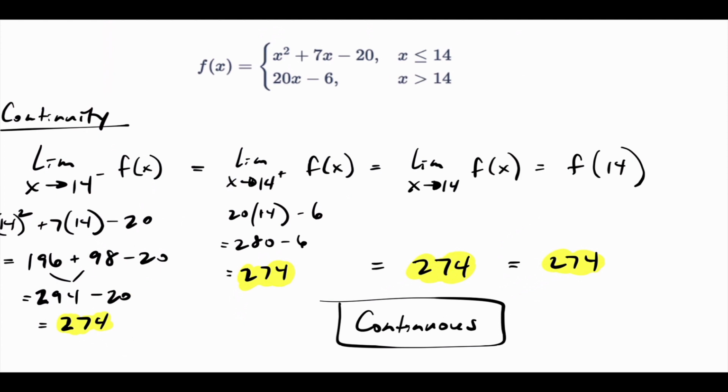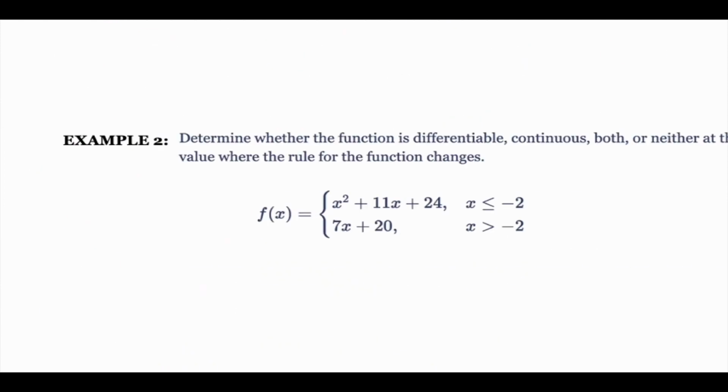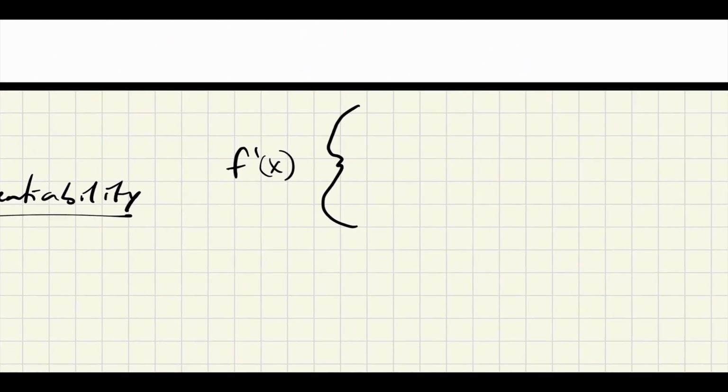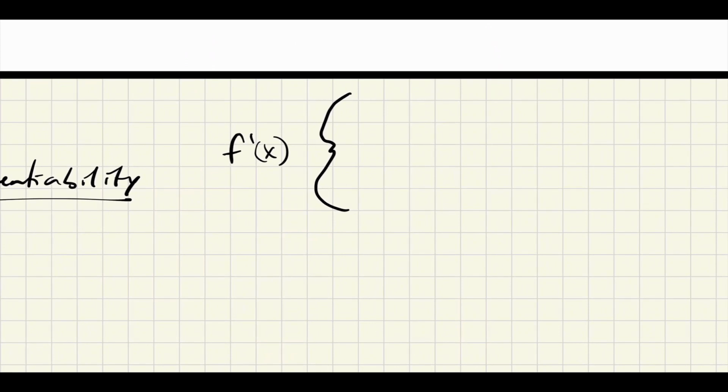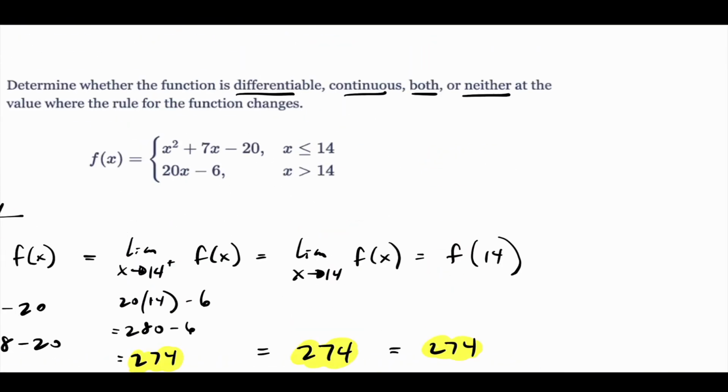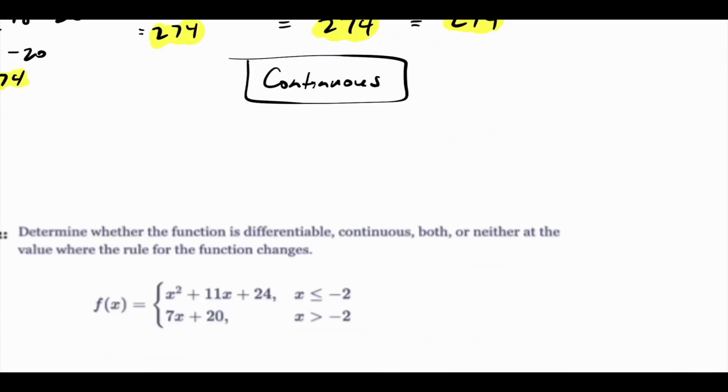Well, how do I find the derivative of the top? What's the derivative of the bottom? That's the derivative. You just find the derivative of one piece, you find the derivative of the other piece, and you're done. So the top is 2x plus 7, and the bottom is just 20.